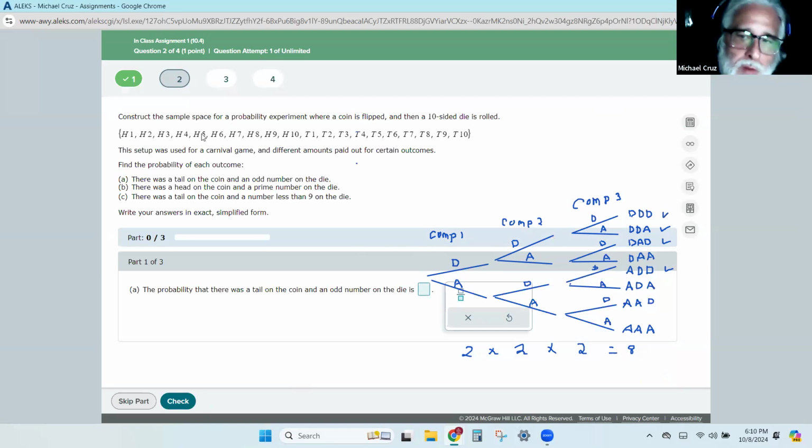But for this one, they give us a sample space here. All right. Construct the sample space for a probability experiment where a coin is flipped, in other words, heads or tails, and then a 10-sided die is rolled. Well, they're giving it to us here.